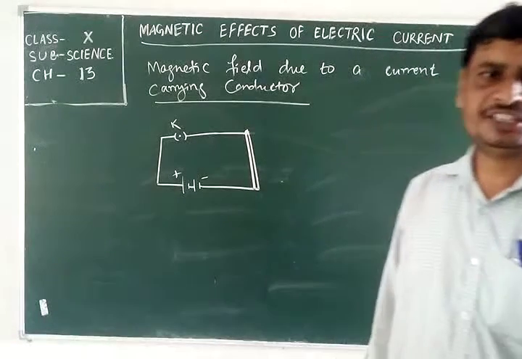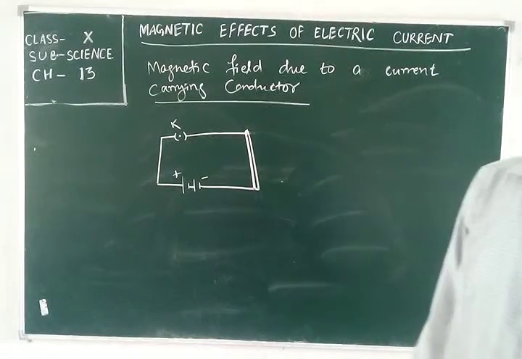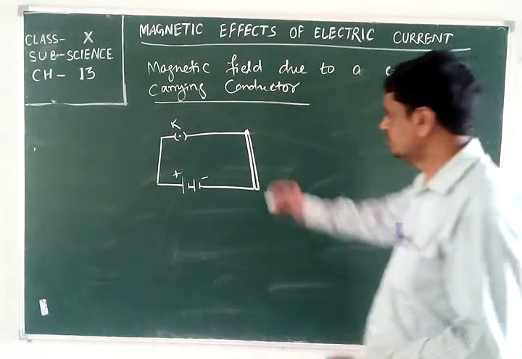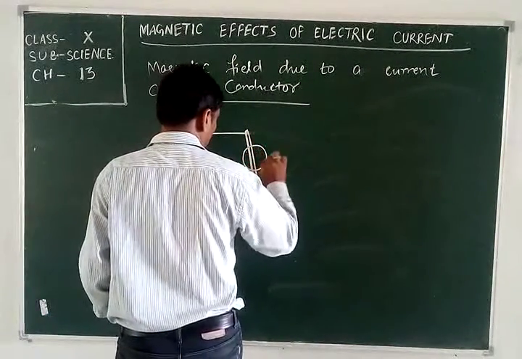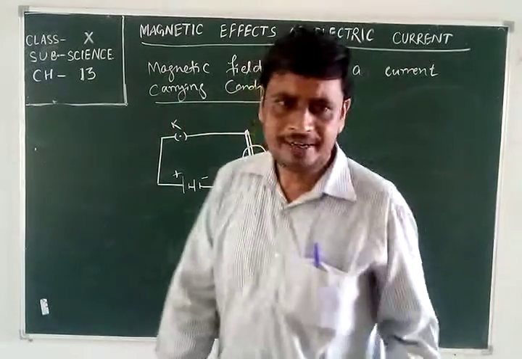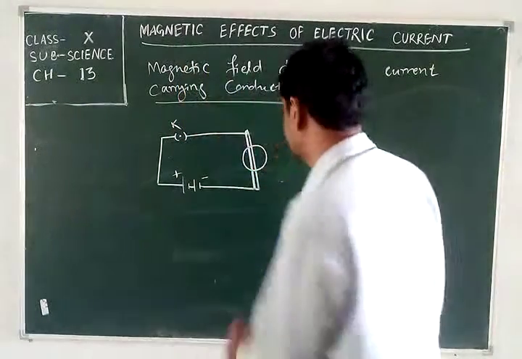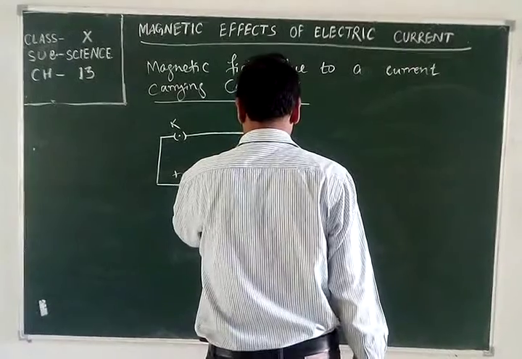Place the straight wire parallel to and over a compass needle. This one is the straight wire. It is placed over a compass needle.